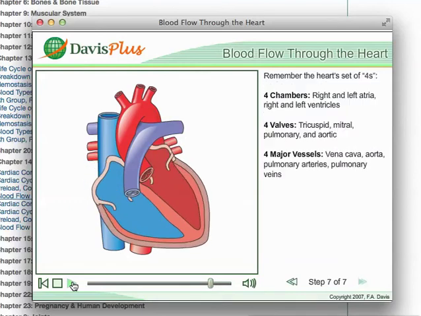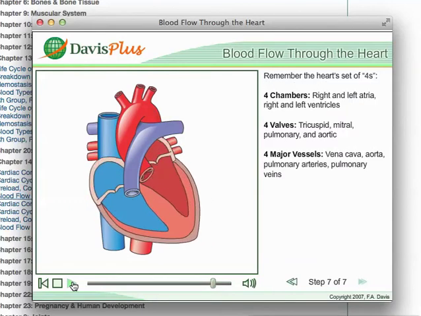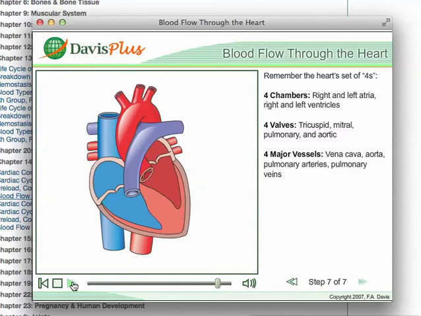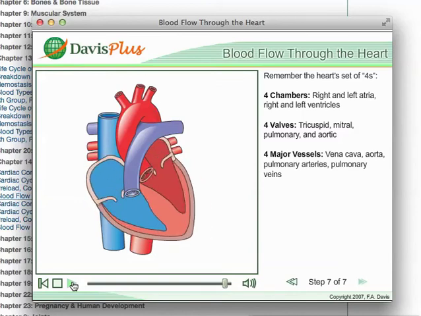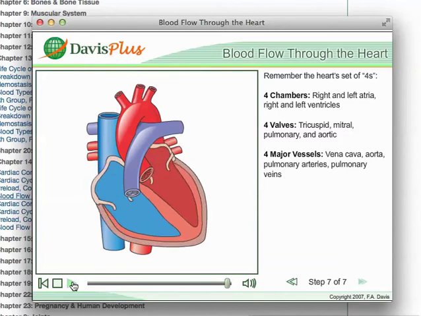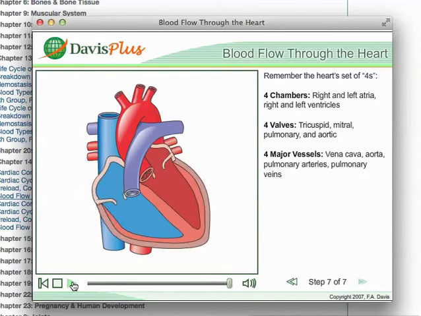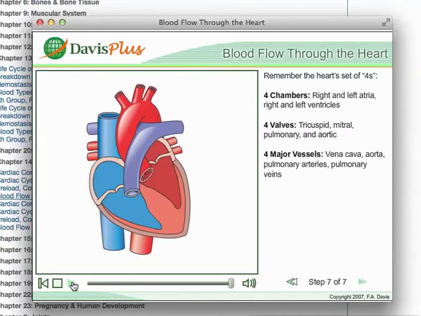Remember the heart's set of 4s: 4 chambers, right and left atria, right and left ventricles. 4 valves: tricuspid, mitral, pulmonary, and aortic. 4 major vessels: vena cava, aorta, pulmonary arteries, pulmonary veins. So hopefully that makes a little bit more sense to you as you watch it while you're hearing it.